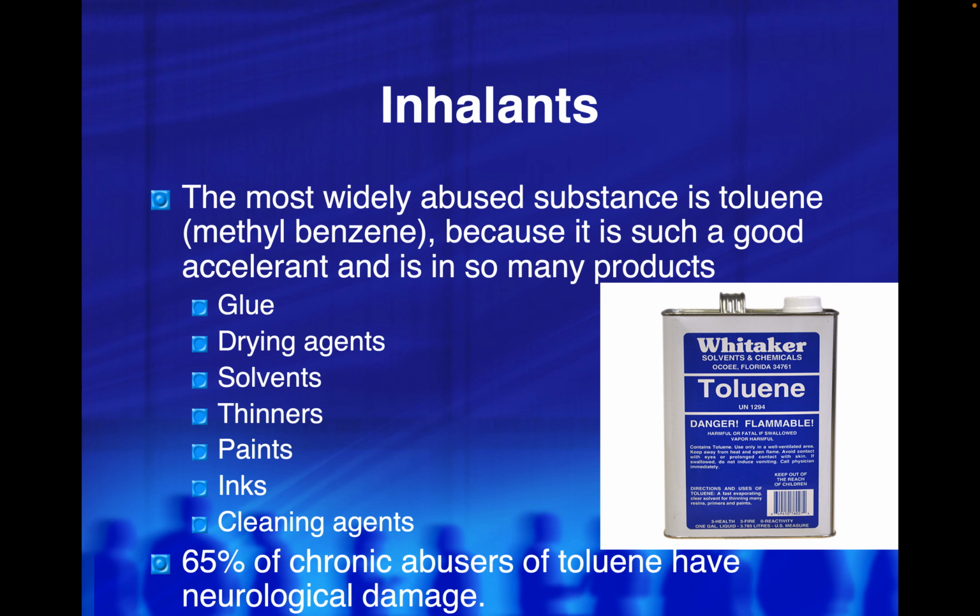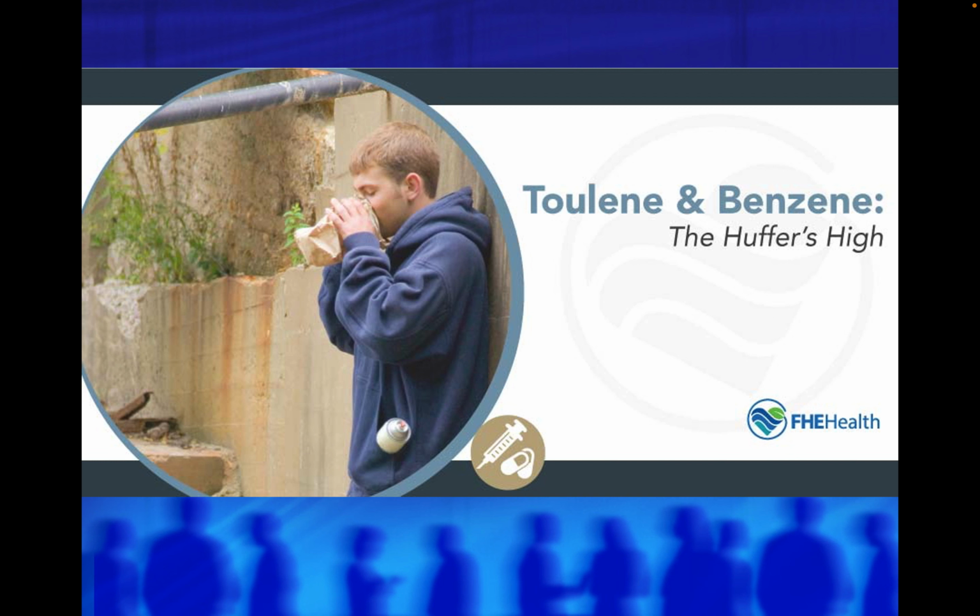The most widely abused substance is toluene, also known as methylbenzene, because it is such a good accelerant and is in so many products. It's in glues, drying agents, solvents, thinners, paints, inks, and cleaning agents. 65% of chronic abusers of toluene have neurological damage. Neurological damage is one of those things that you never recover from. It is permanent. Toluene and benzene, the huffer's high. There you go. All right.